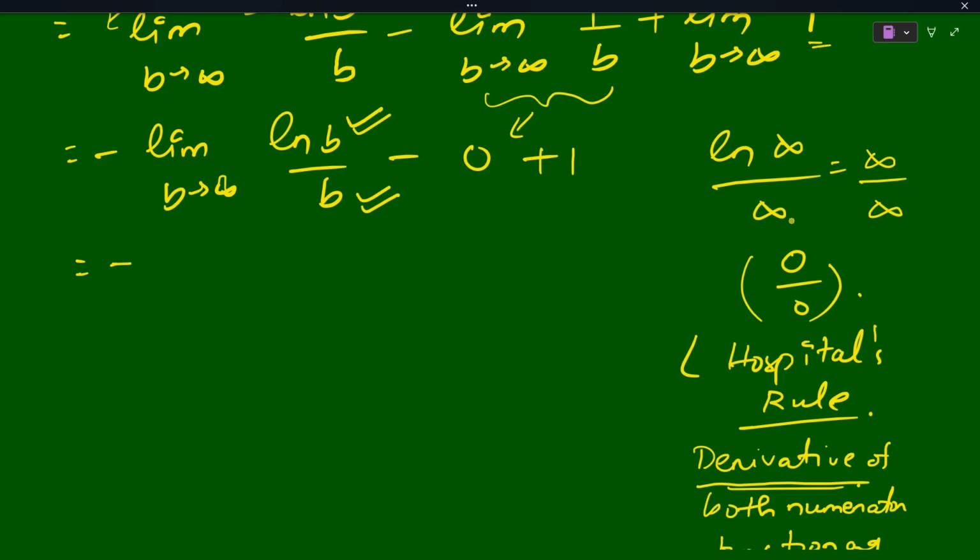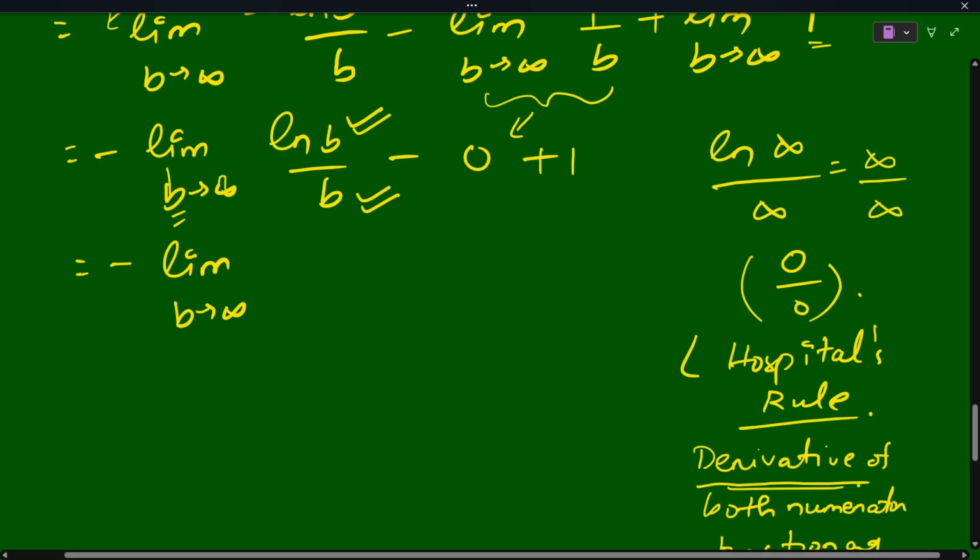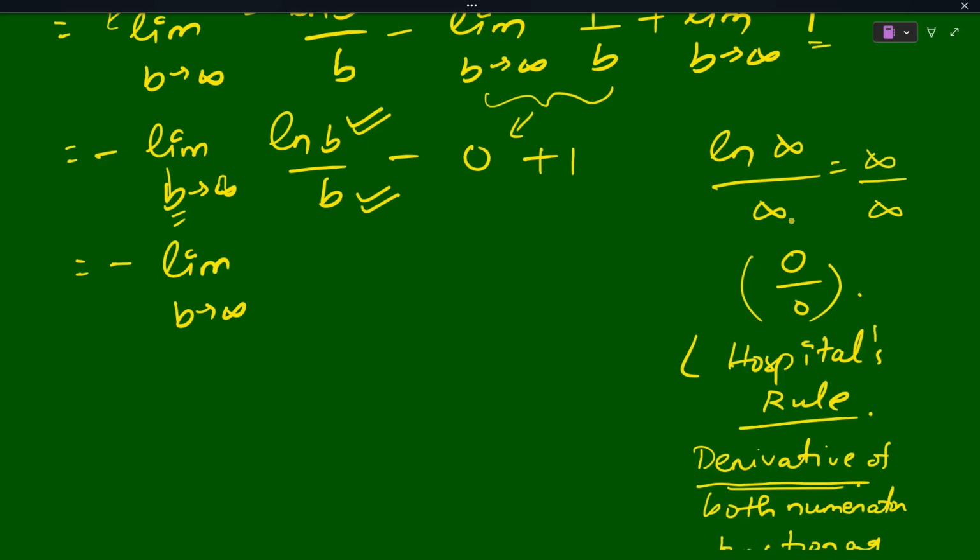Now, how to find the derivative with respect to which variable? If suppose I ask to find the derivative of ln b with respect to x or y or any other variable, what is the variable here? Here the variable is b. That means I have to differentiate this ln b with respect to b only. So what will be the derivative of ln b with respect to b? It would be 1 by b, right?